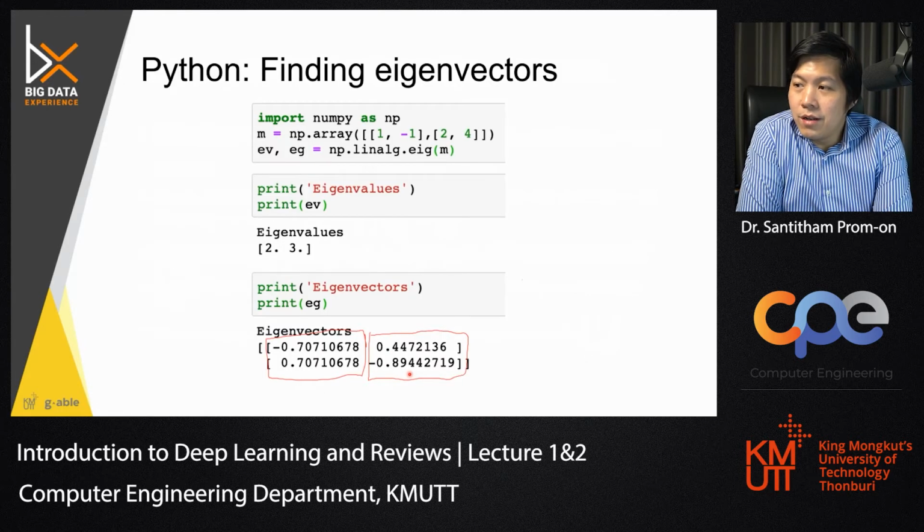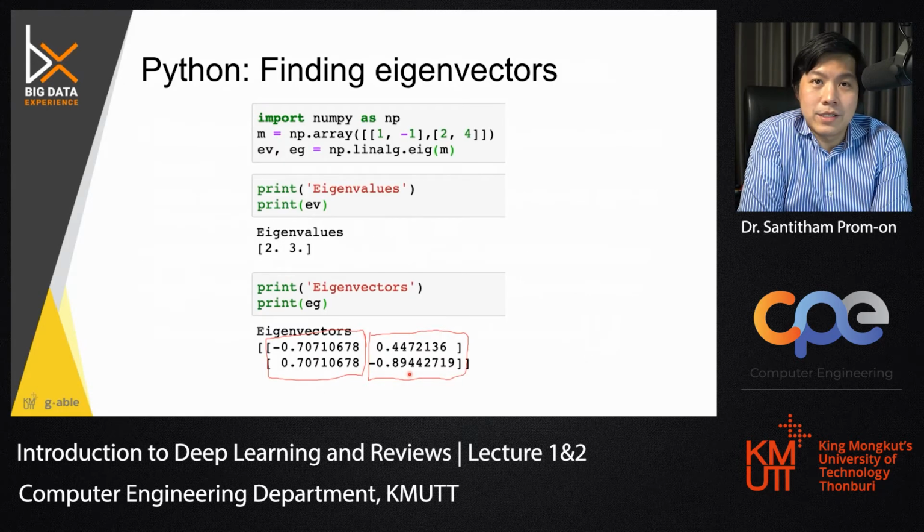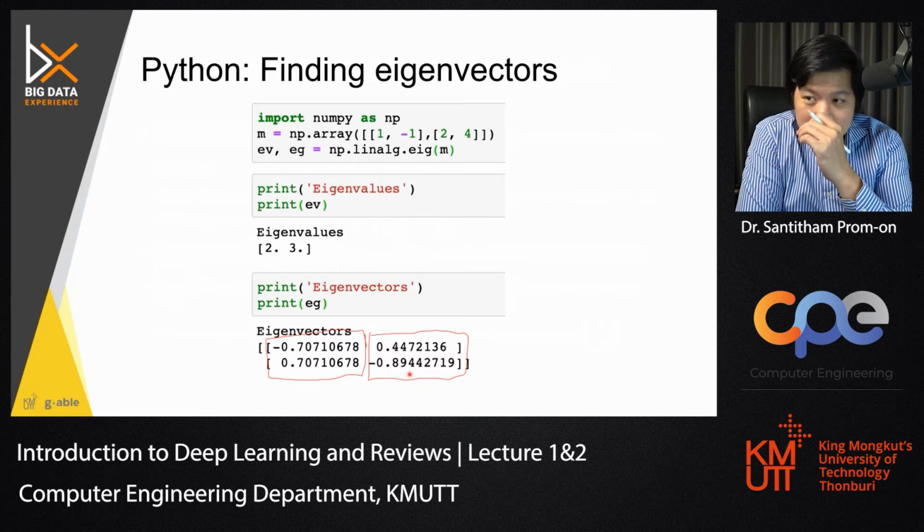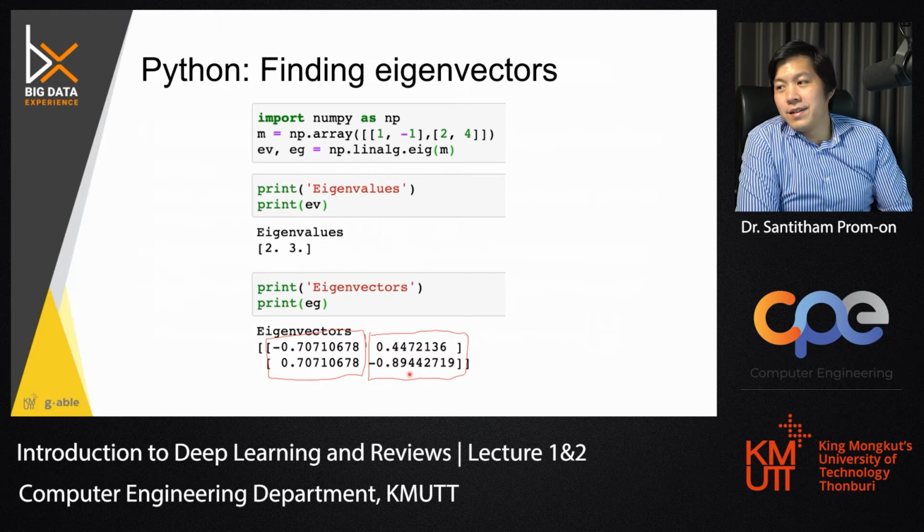Why not 1, minus 1 and 1, minus 2? Can anyone answer this for me? Put it in the chat.